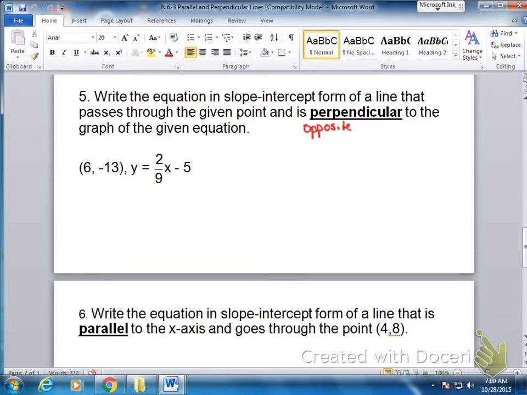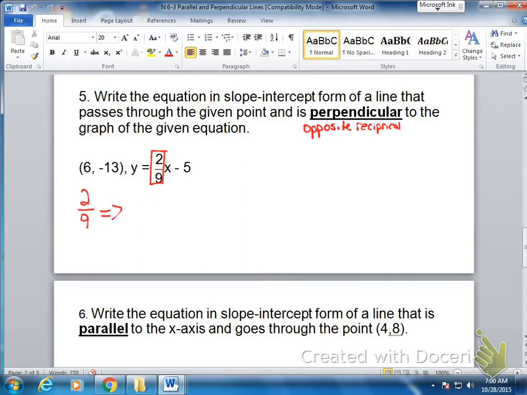Opposite reciprocal. Okay, if you remember that, this actually isn't that bad of a problem. The good thing about this one is they gave us the point, but they also gave us the equation already solved for y. So my slope is very easy to find. It's 2 over 9. But I need the opposite reciprocal of that.